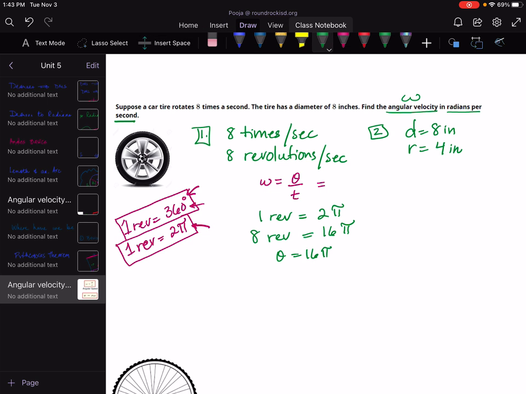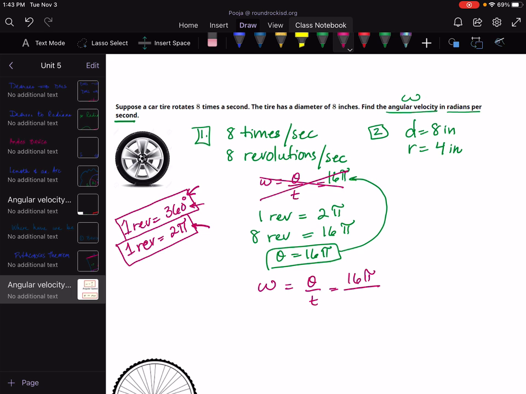All right. So that's that. I got the theta. I was like, perfect. Then I can take this theta and put it in the formula, 16 pi. Or I should rewrite it down here. Let me rewrite this down here. That equals theta over t. So I found theta. And then t, if you remember, is like per second, right? That's how fast it's going every second. So you can put down 1 second there.